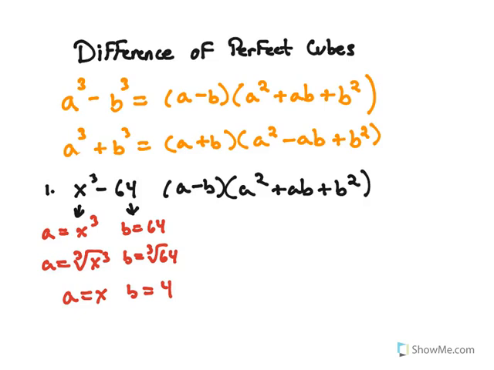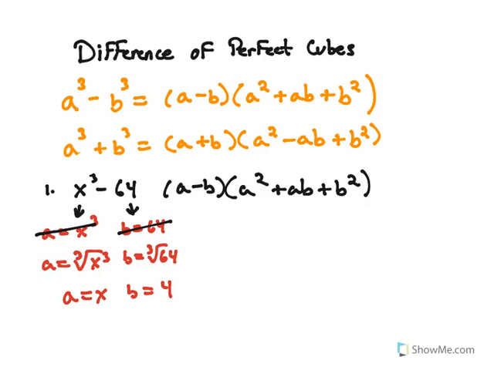Essentially, if you want to be technical, we really don't even need to mention this right here. We can just say a is the cube root of x cubed, b is the cube root of 64. Take the cube root of those, and that's going to give you your a and b. Always designate a as your first term, b as your second term. Go in that order. Okay, now we're just going to plug it into the formula.